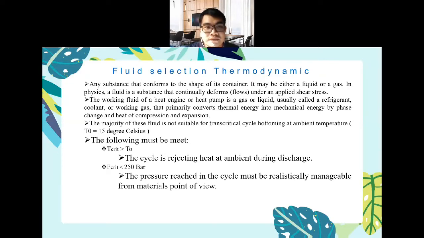The majority of these fluids are not suitable for a transcritical cycle bottoming at ambient temperature T0 equal to 15 degrees Celsius. Fluid selection for the thermodynamic cycle: T critical must be higher than T0, the starting temperature. The cycle is rejecting heat at ambient during discharge, and when the peak pressure is lower than 250 bar, the pressure reached in the cycle must be realistically manageable from a material point of view.